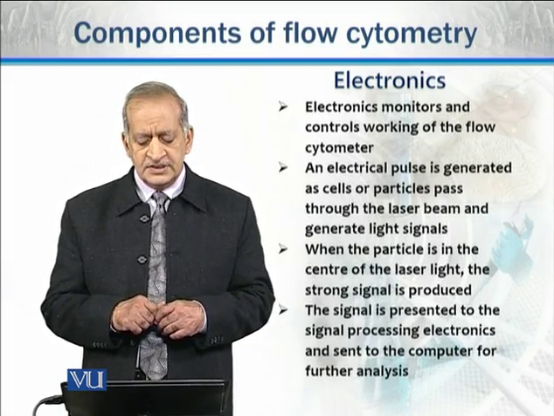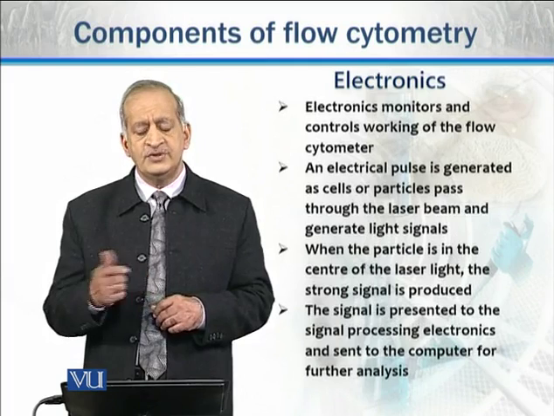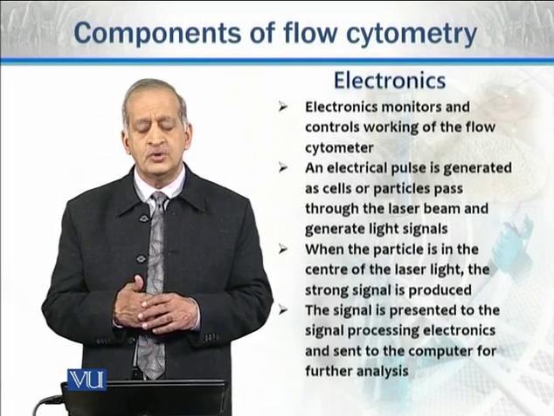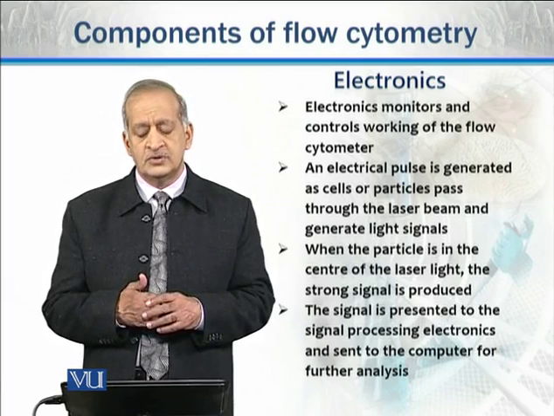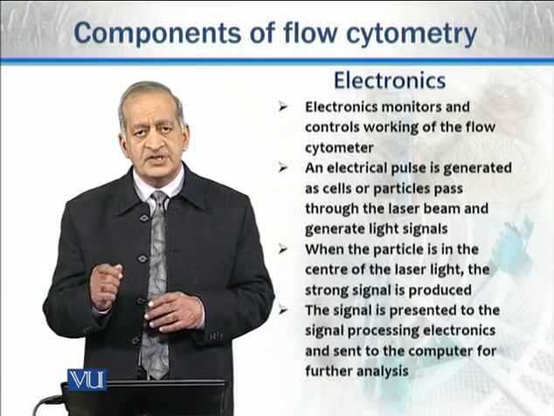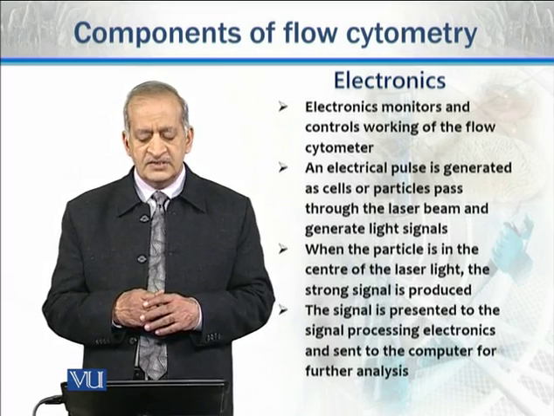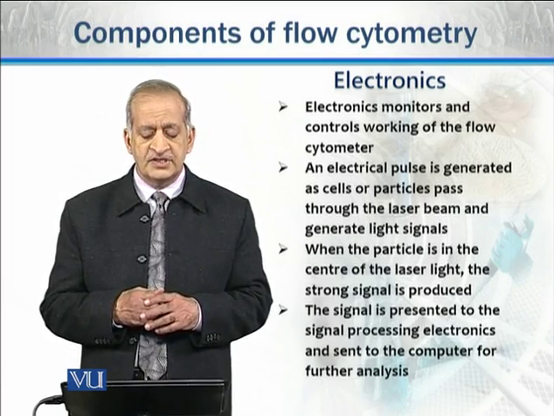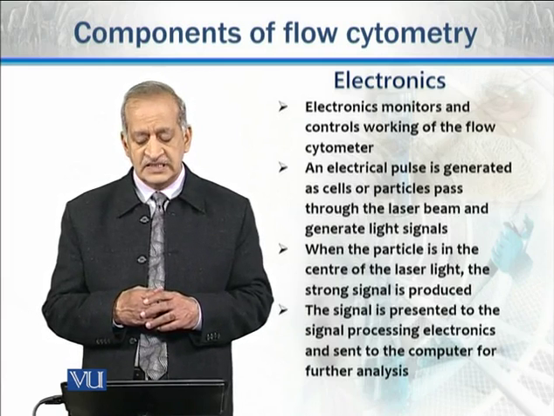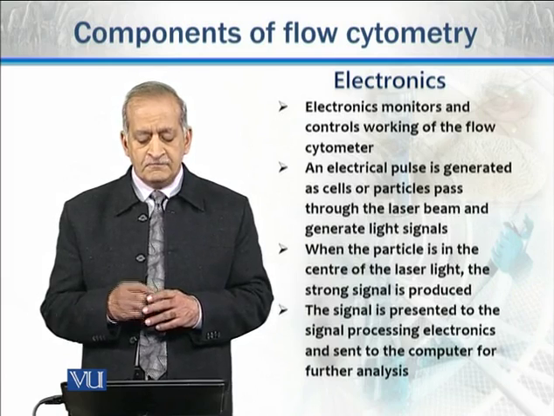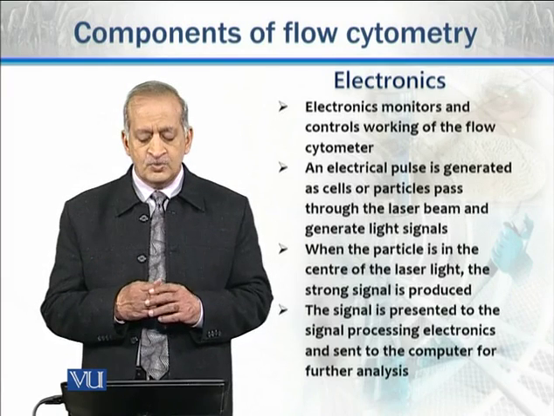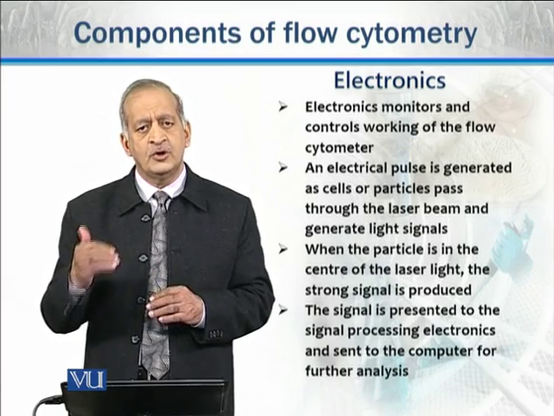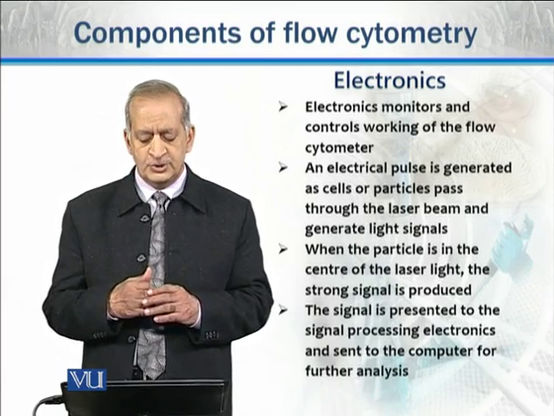Now, electronics which we use in this instrument are able to monitor and control working of the flow cytometer. An electrical pulse is generated as cells or particles pass through the laser beam and in this way generate light signals. When the particle is in the center of the laser light, a strong signal is produced, and accordingly, when they are not in the center, a weak signal is produced.